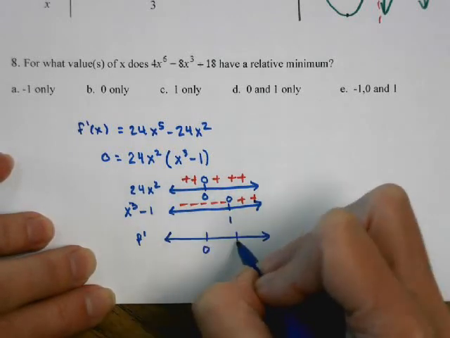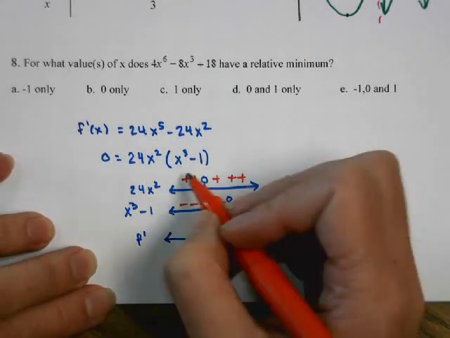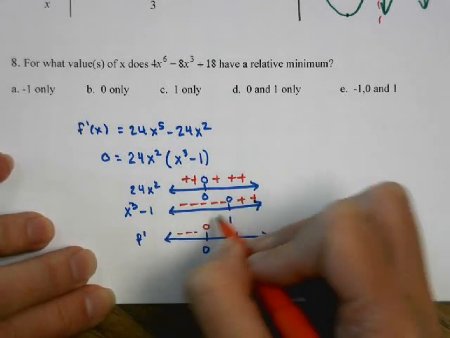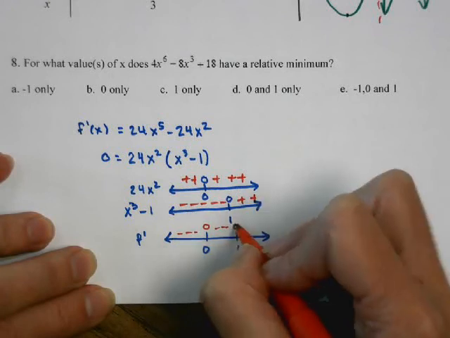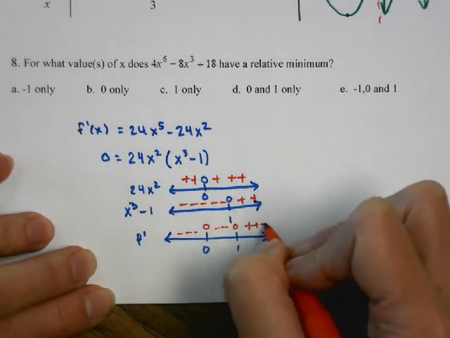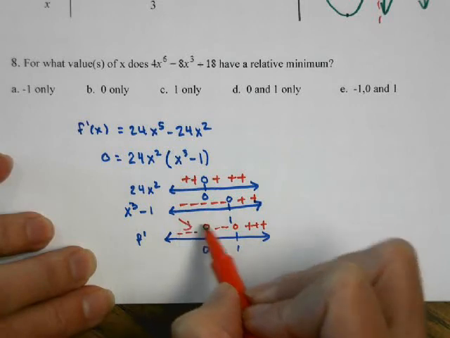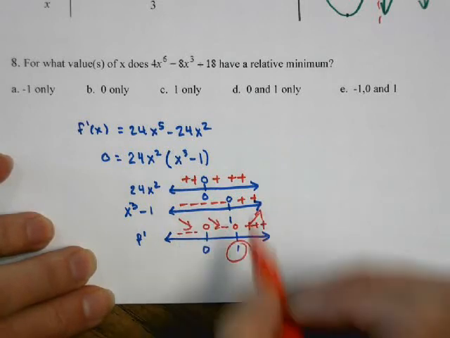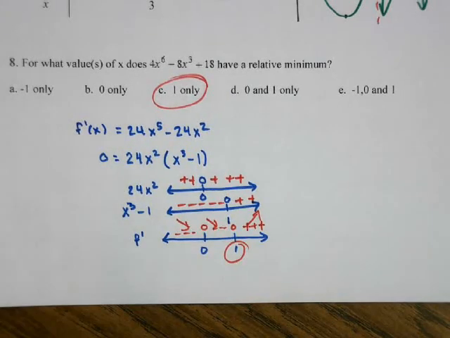So my derivative is going to be negative, 0, negative, 0, positive. So we have down, down, up. So 1 is our only local minimum.